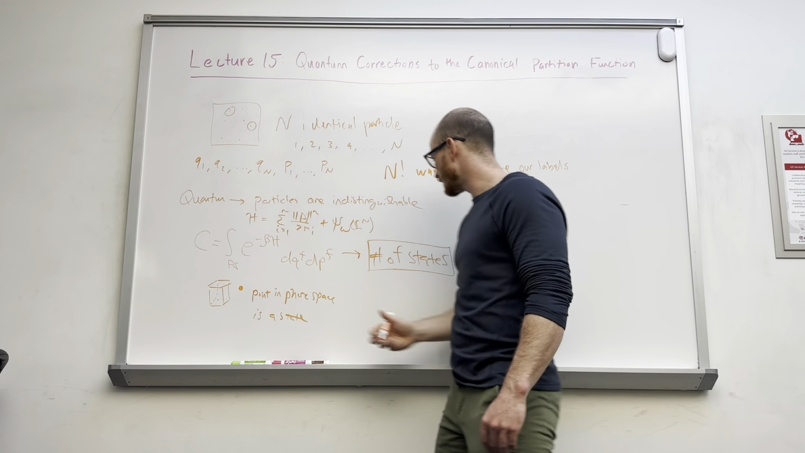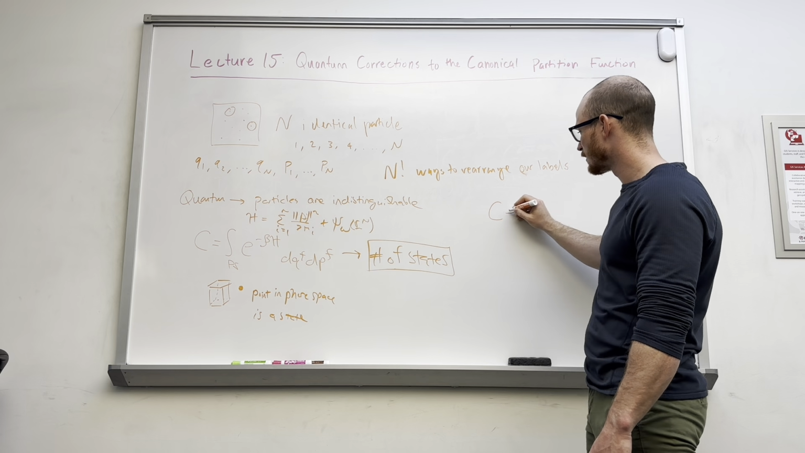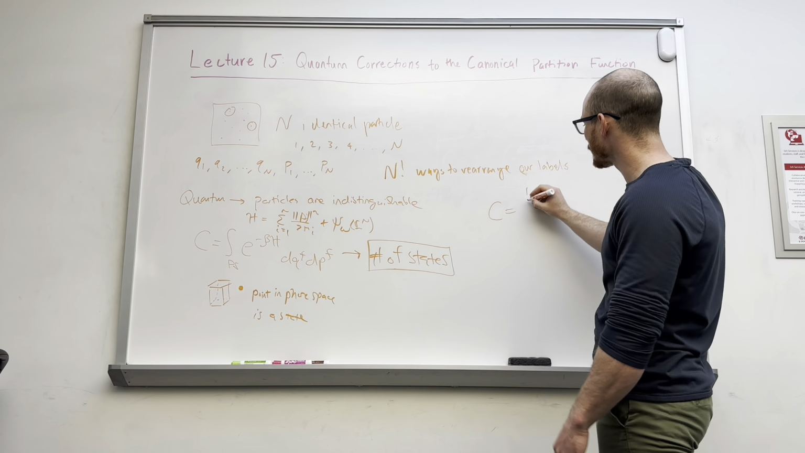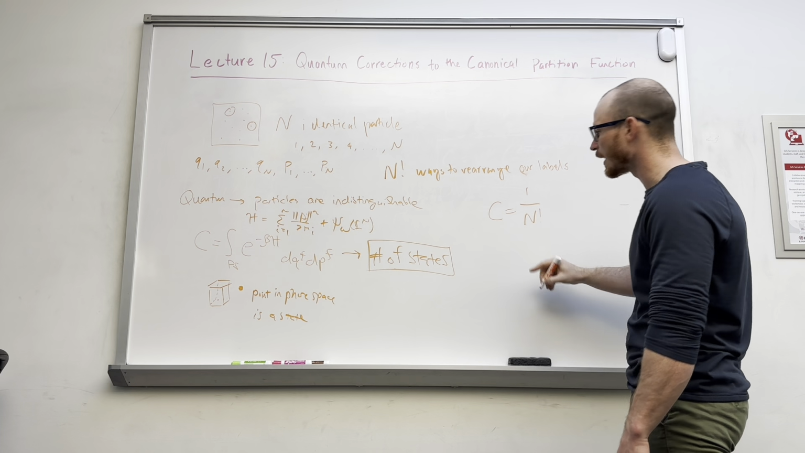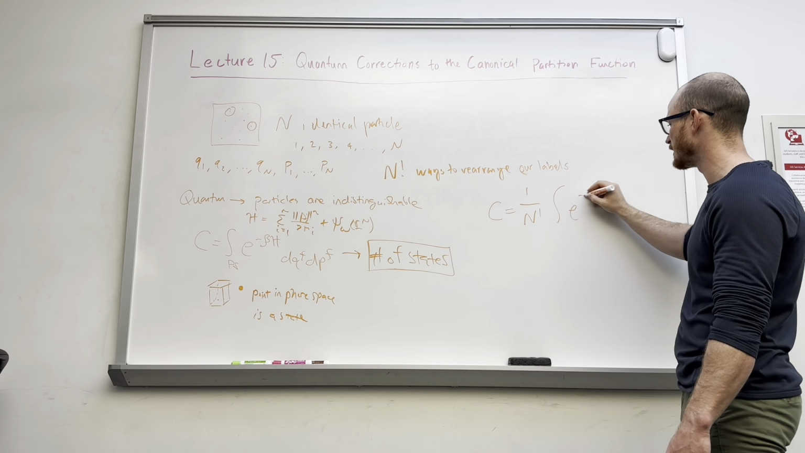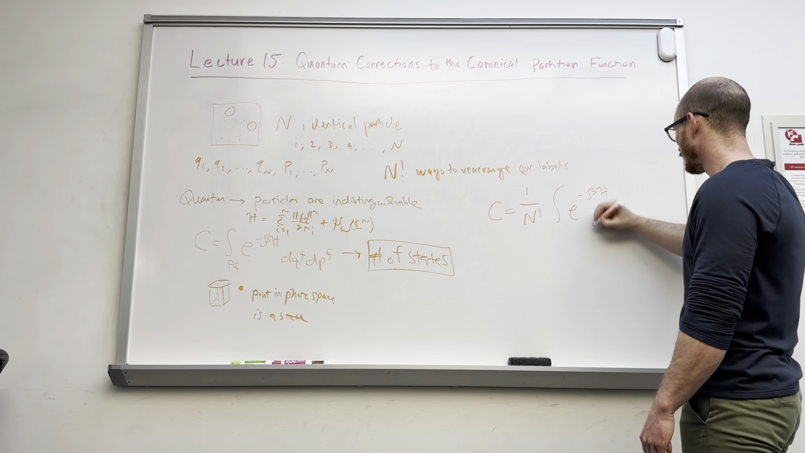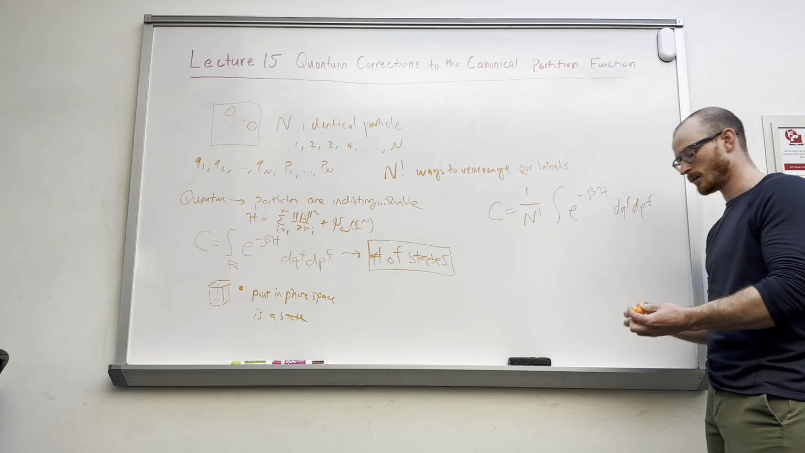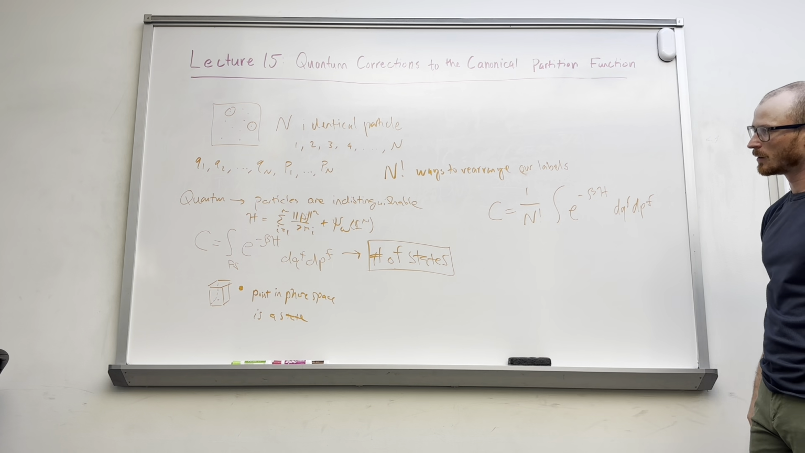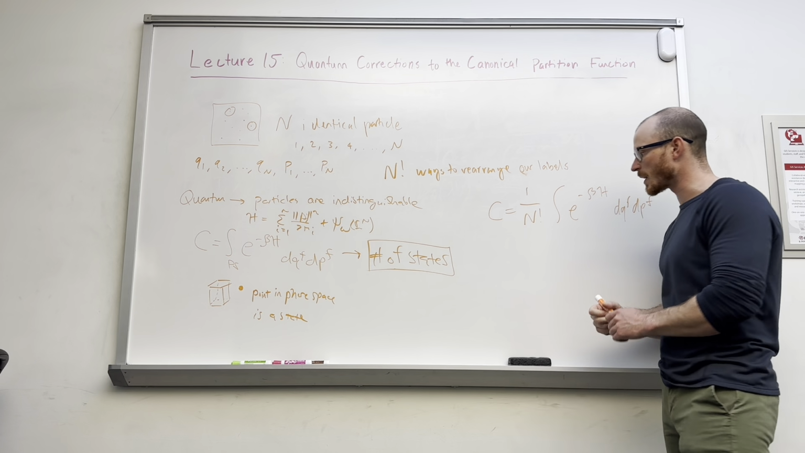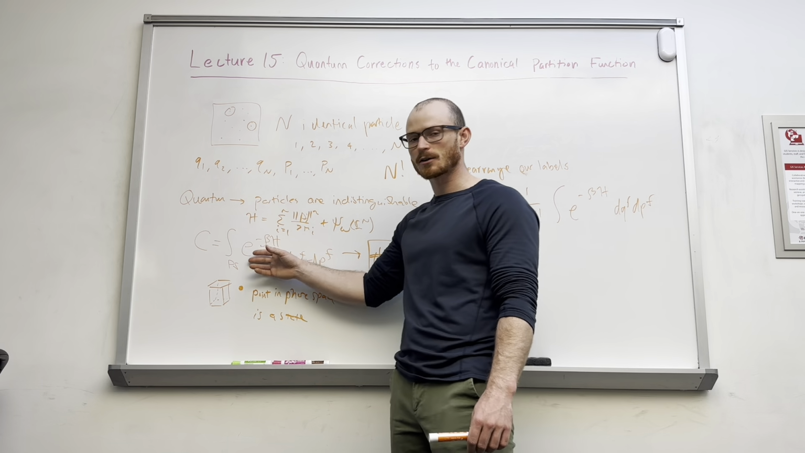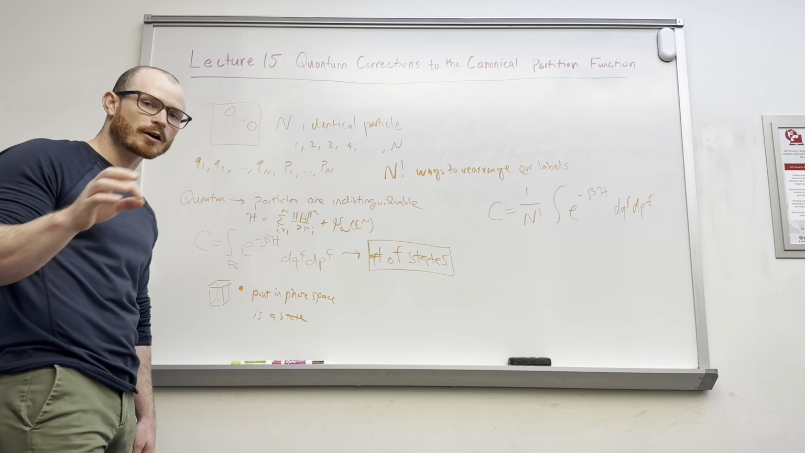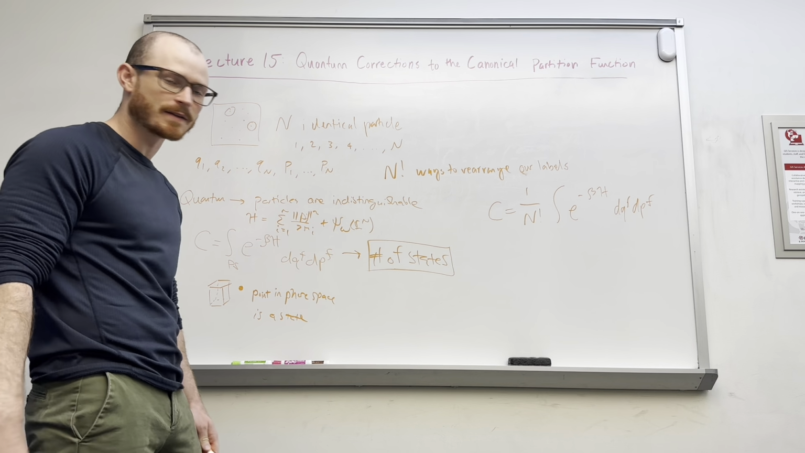Well, in that case, we would say our C should now be divided by all those possible ways of labeling it. So we should say it's 1 over n factorial times the integral of e to the minus beta h dqf dpf. So this is a quantum correction to this classical partition function, right? And so the question is, what are the consequences of writing C in this way?